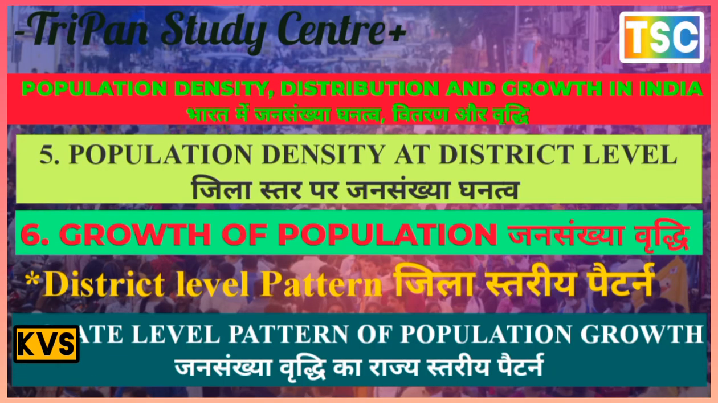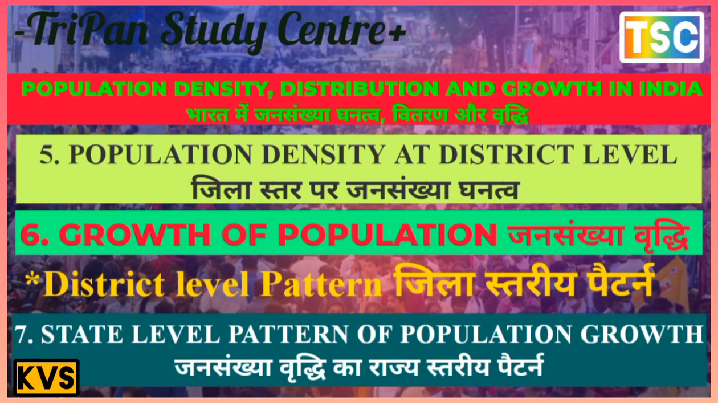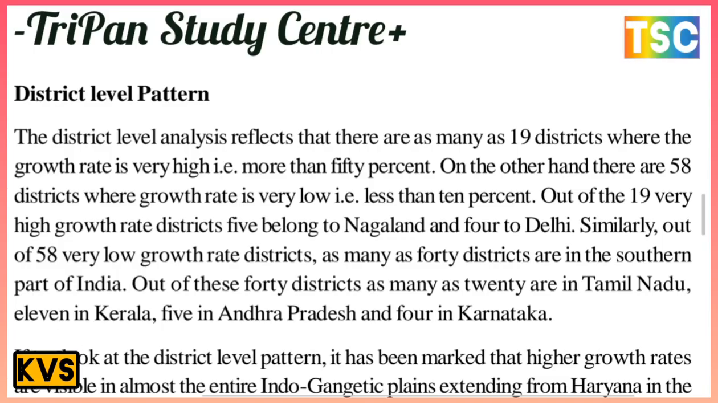Next, the district level pattern. The district level analysis reflects that there are as many as 90 districts where the growth rate is very high, more than 50%. On the other hand, there are 58 districts where the growth rate is very low, less than 10%. Out of the 90 very high growth rate districts, 5 belong to Nagaland and 4 to Delhi.